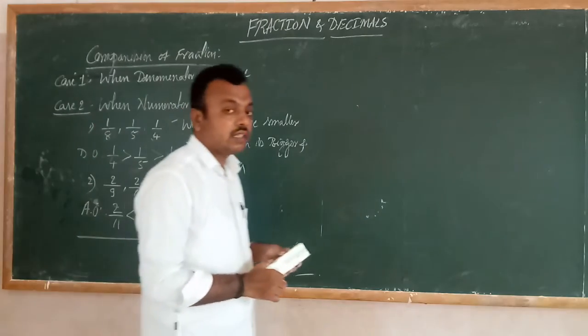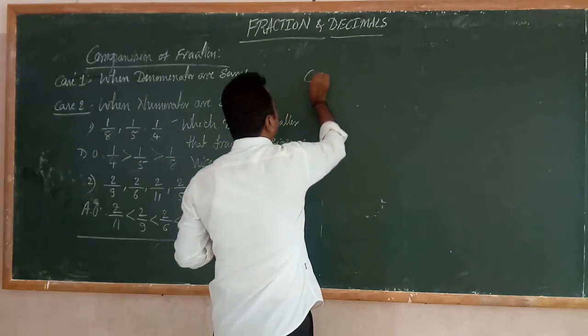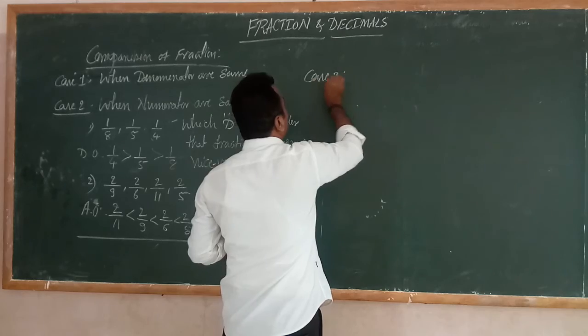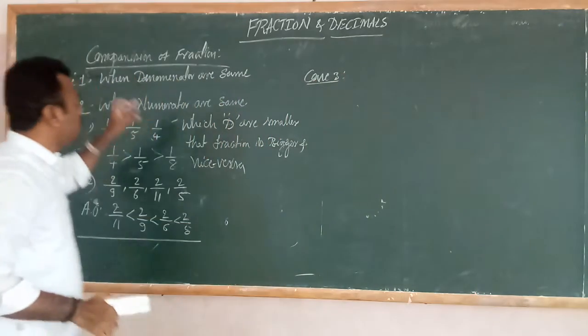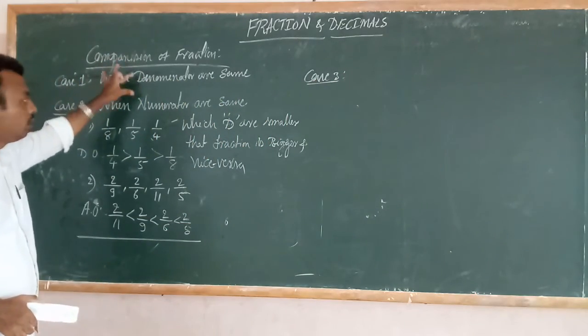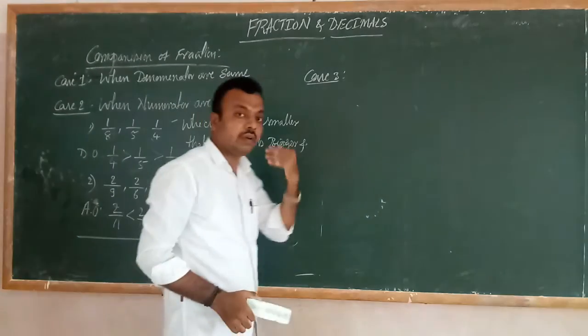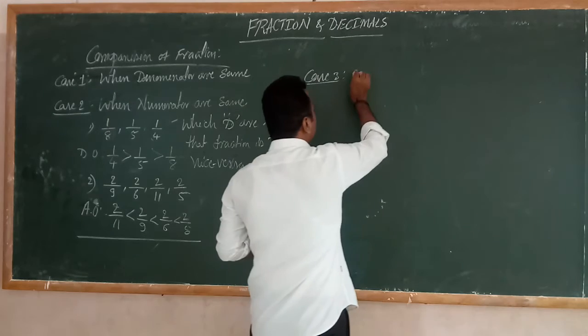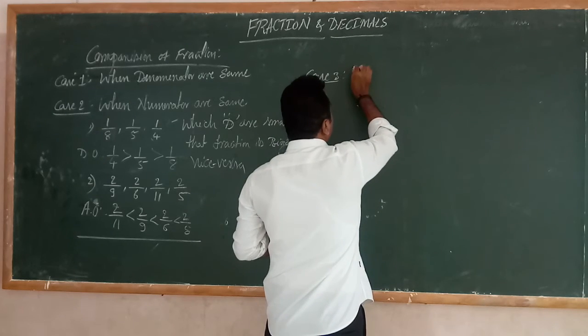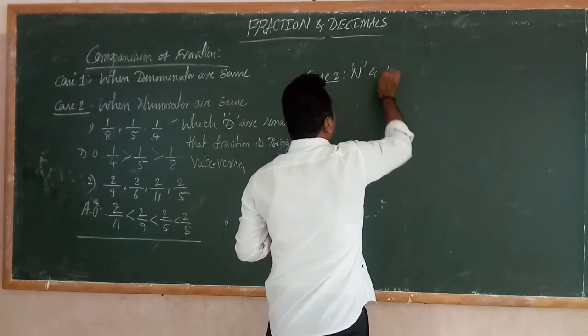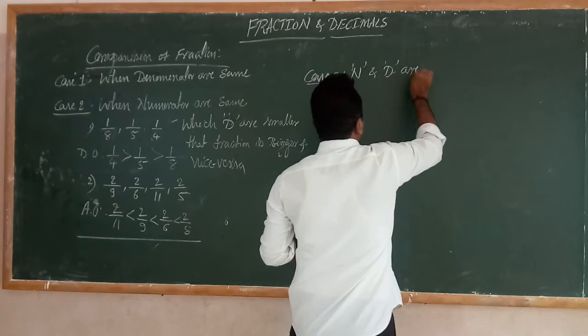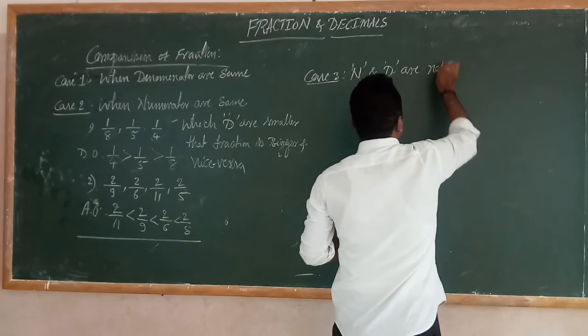Another case is there, case number 3. In case number 1 the denominators are same, in case number 2 the numerators are same. In case number 3, the numerator and denominator are unequal, that is, different numerators and denominators.